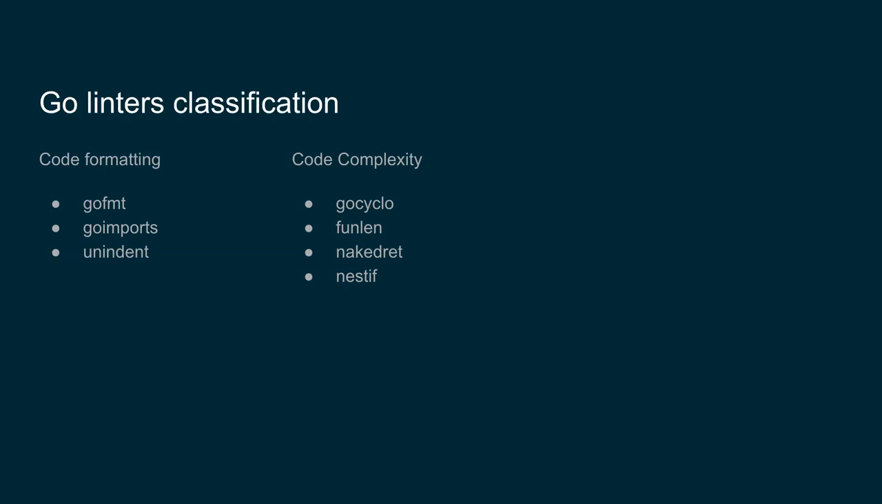Nakedret: you can define the amount of naked returns, which correlates to the function length, and by the calculation between the function length and those returns, it will also fail if it goes beyond the defined number of them. Funlen is self-explanatory, it just checks the function length.